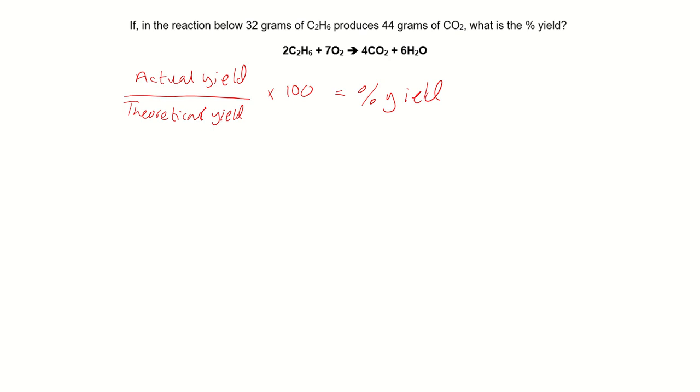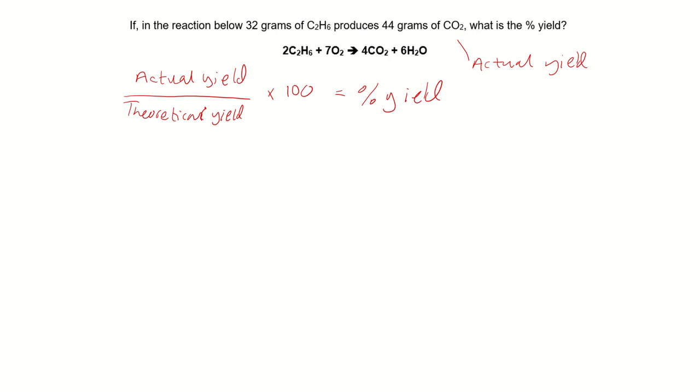Now actual, generally questions give you the actual yield. So in this equation we're saying that 32 grams of C2H6 produced 44 grams of CO2. So what's produced is the actual, meaning what you actually got. Okay, so that's the actual yield. In this situation we have the actual, we need the theoretical, so we can calculate the percentage yield. Now this comes down to a simple calculation with reacting masses.